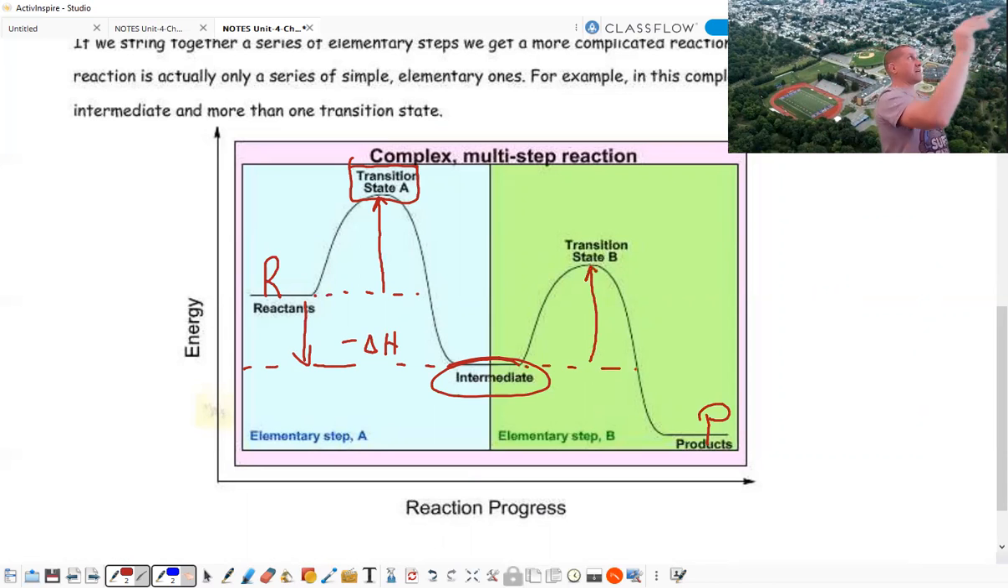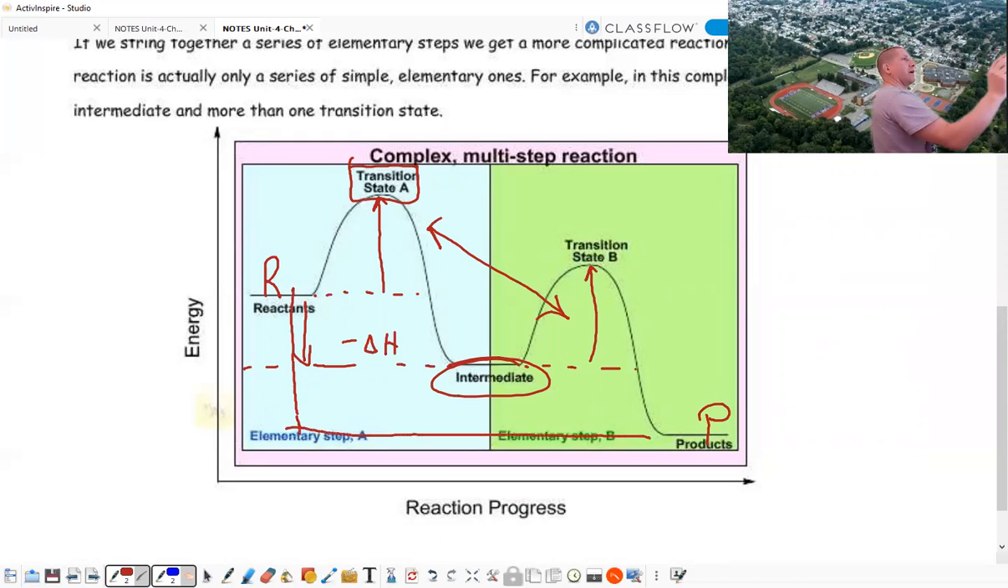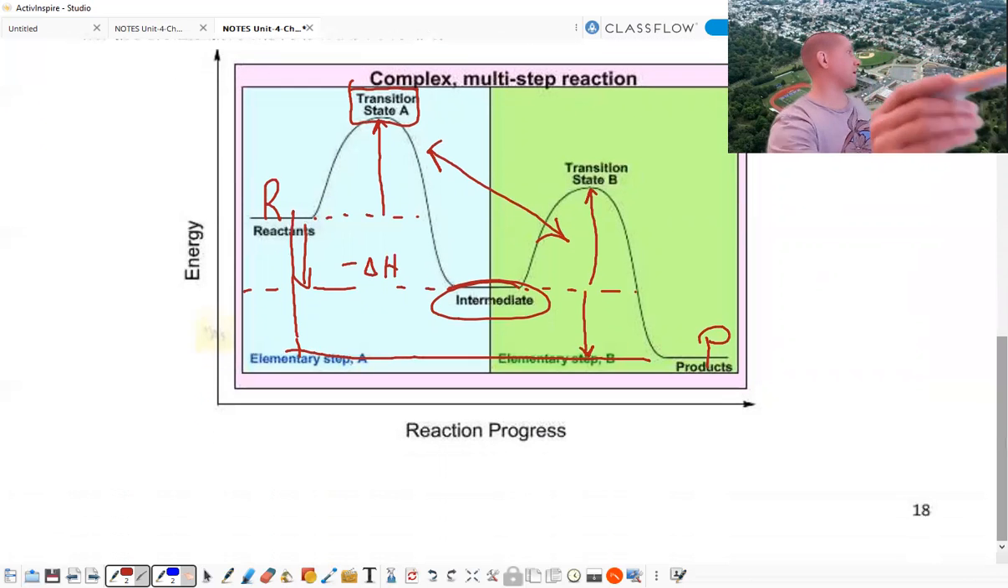The second step has an activation energy, and this right here determines which one is going to go faster or slower. Remember, the lower the activation energy, the faster. The higher the activation energy, the slower. That's the rate determining step. And then you can see, once again, we have the overall delta H, and we also have a delta H of the second reaction. So all of those were exothermic in this case.